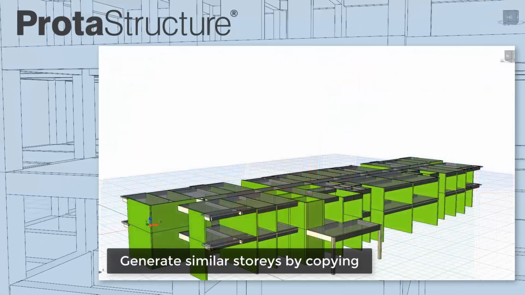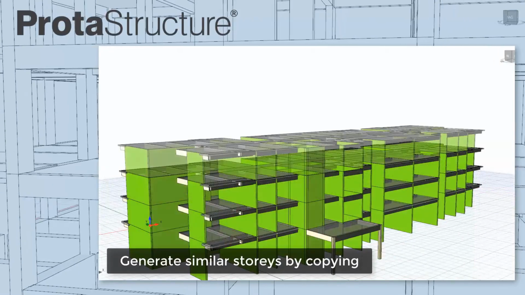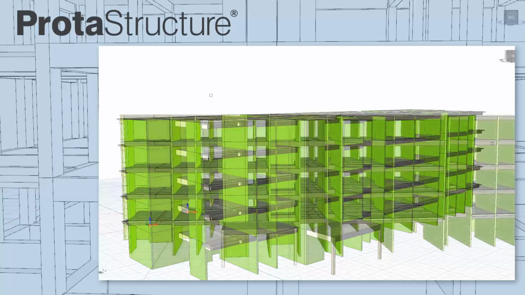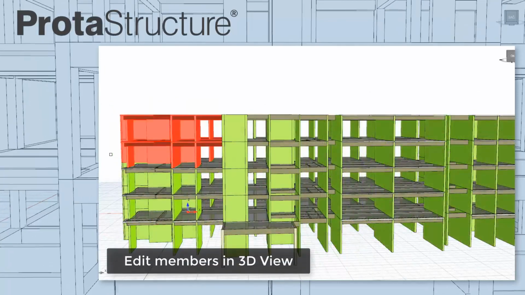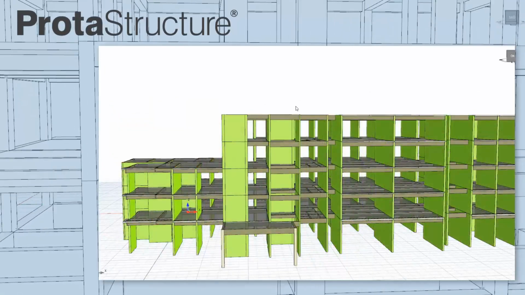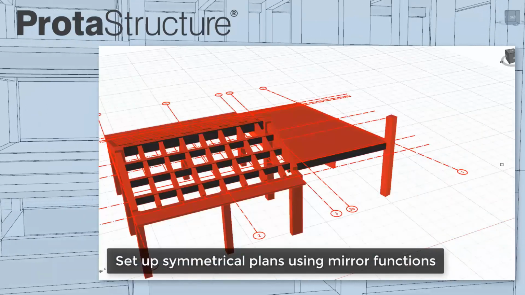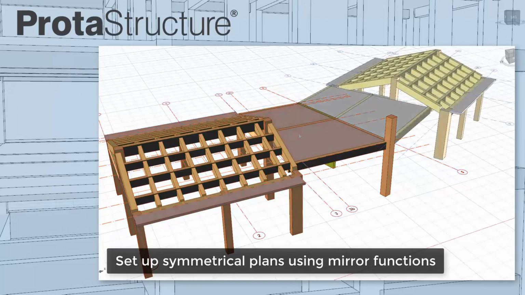Generating similar stories by copying the source story couldn't be easier. At any time, you can go back and edit the generated stories individually if you wish. Setting up symmetrical plans is also a breeze using mirror functionality.